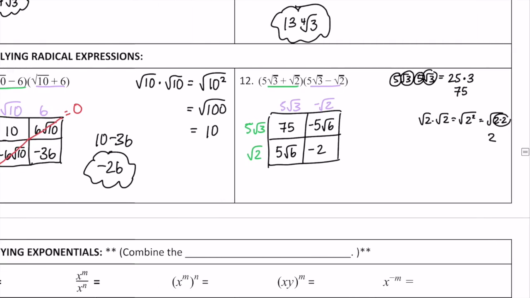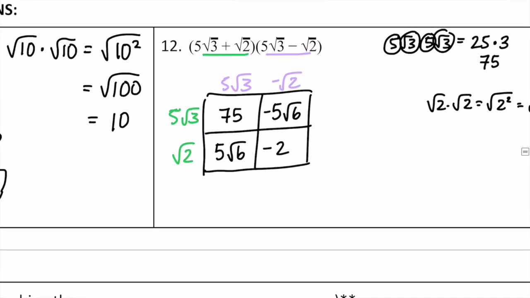And I know that if I add 5 square roots of 6 and negative 5 square roots of 6, that equals 0. So I just have 75 minus 2, which is 73, is my answer.